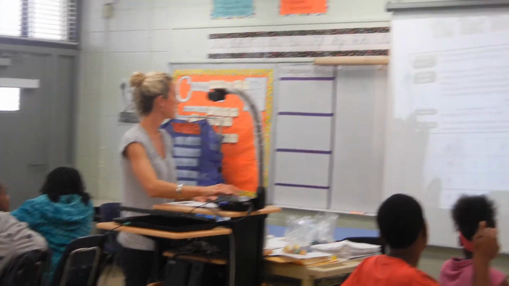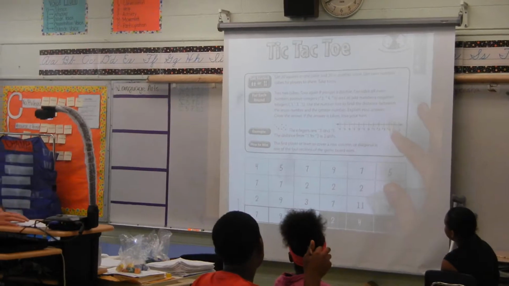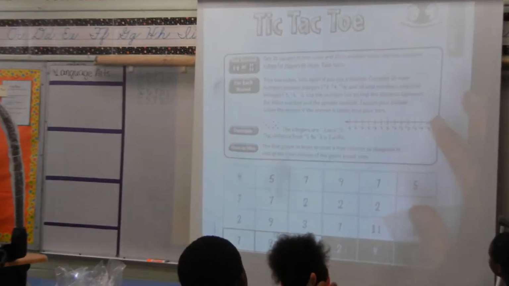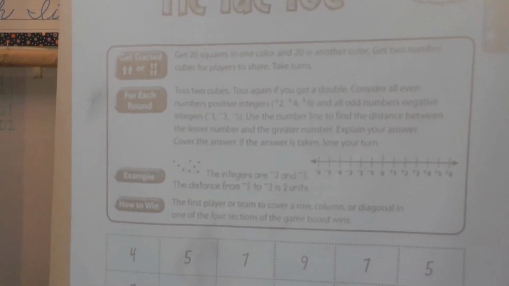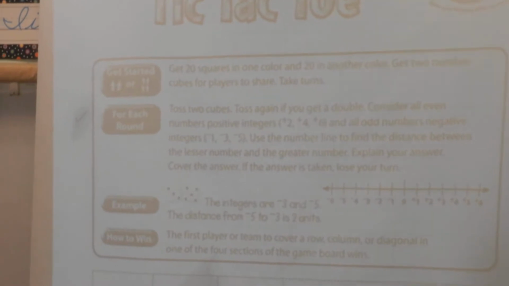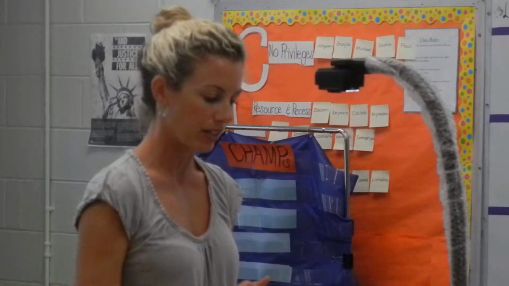Let's look at the directions. It says, get 20 squares in one color and 20 squares in another color. I've got that for you. Get 2 number cubes for players to take turns. You're going to be working with a partner. There are 4 people in the group. You're going to choose one of those people to be your partner. Okay? You need to be sitting across from them.